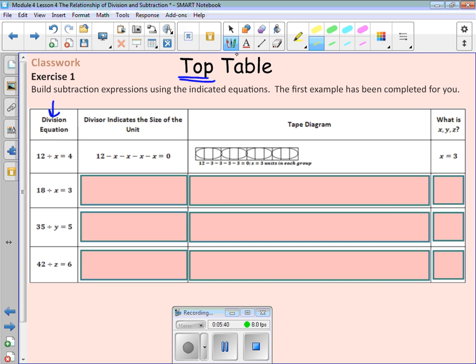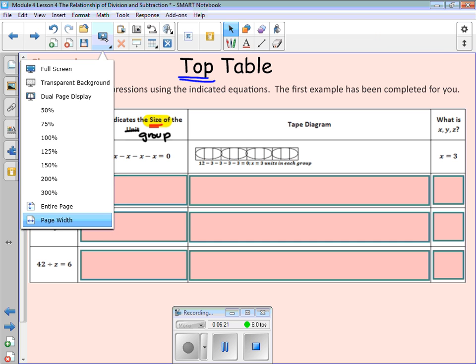So the first table is telling us the divisor indicates the size of the unit. So the divisor is telling us the size. Now here's the thing. I don't agree with the word unit. I think it's more helpful, instead of unit, we use the word group. So cross off the word unit and write group. Then highlight divisor is the size.